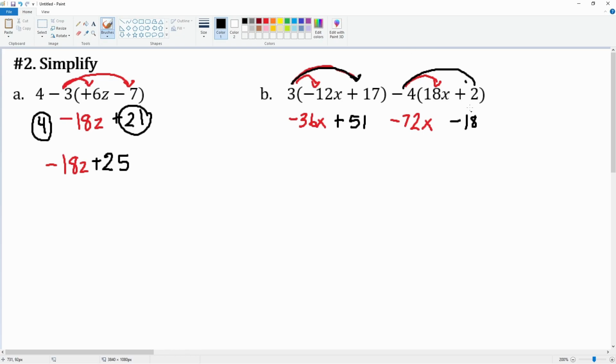Let's combine some like terms. So we have the negative 36x plus the negative 72x, that gets us negative 108x. Then we have a positive 51, which is right here, and the negative 18. Positive 51 plus negative 18, that gets us a 33. So there we go. That's what we get after we simplify.